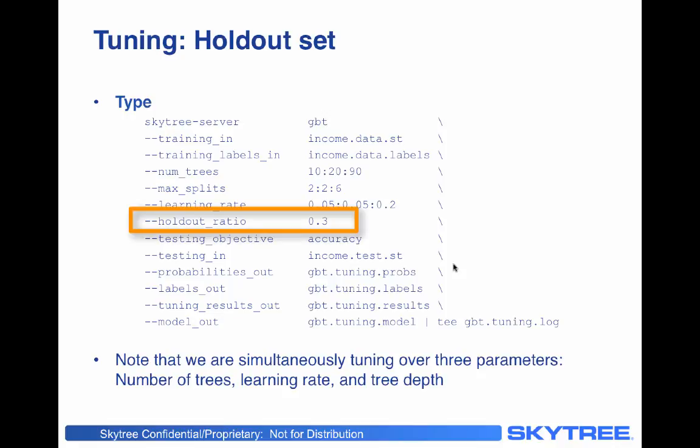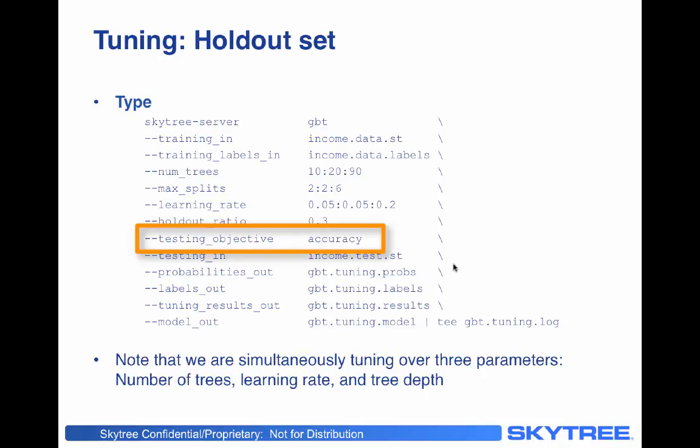So we're specifying a holdout ratio of 0.3, so that means Skytree is going to take 30% of the data set and put that aside during tuning, and for each combination of the parameters that we specify, it's going to evaluate the accuracy by using that 30% holdout set. We're specifying our testing objective to be accuracy. So when we're tuning over different parameters, we may want to maximize different notions of performance. So in this particular run, we're specifying our testing objective to be the accuracy. So that's simply the fraction of the correct answers predicted.